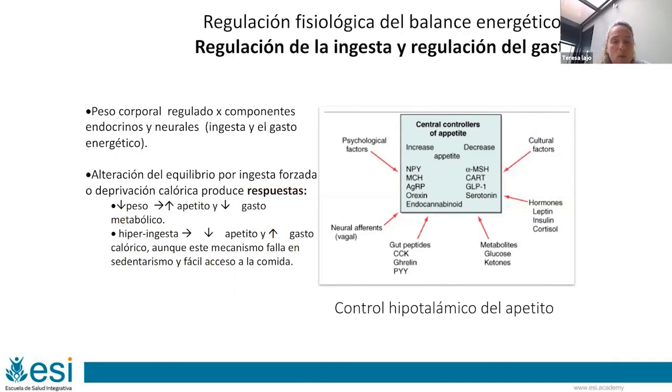You see, when we alter the balance, there's a kind of set point, which is the point below which it's very difficult for people to lose weight due to everything that was mentioned. So what happens? What if we lose weight? Appetite increases because of all these factors and all these hormones, the vagal nerve, all the peptides, etc. We lose weight, appetite increases, and metabolic expenditure decreases.